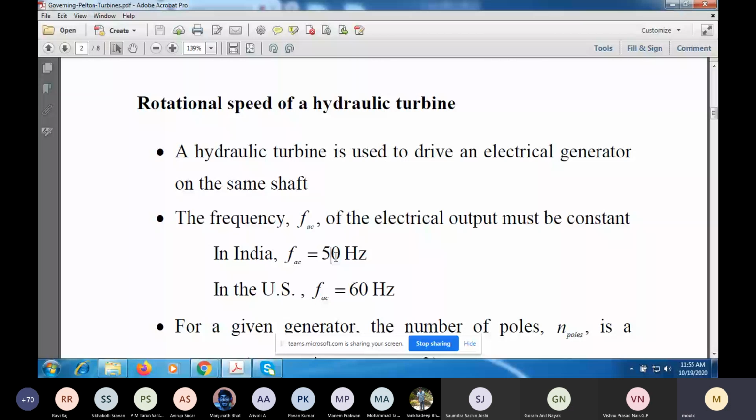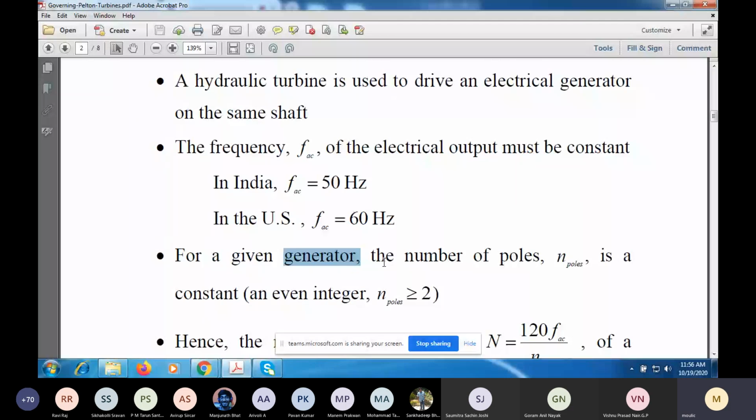Now you might be referring to some books on fluid mechanics written by American authors. And all of them, if it's an undergraduate textbook, will have a chapter on fluid machinery, and there'll be problems. So you may see that they're using 60 hertz, or if you calculate the line frequency, you may be surprised to find it's not 50 hertz. Okay. But in their country, they keep it at 60 hertz. And as I said before, for a given generator, the number of poles is a constant, an even integer. So therefore, the rotational speed of the turbine must be constant.